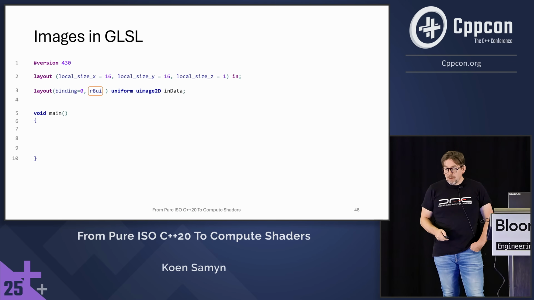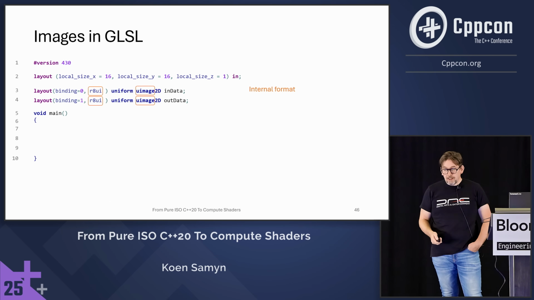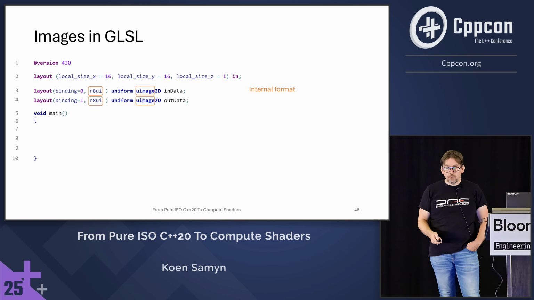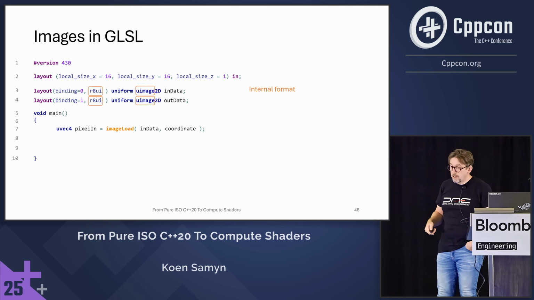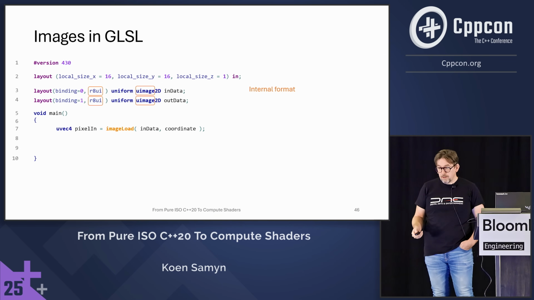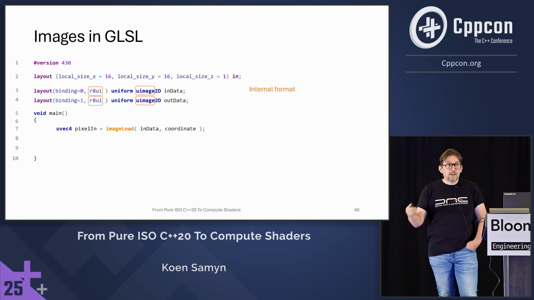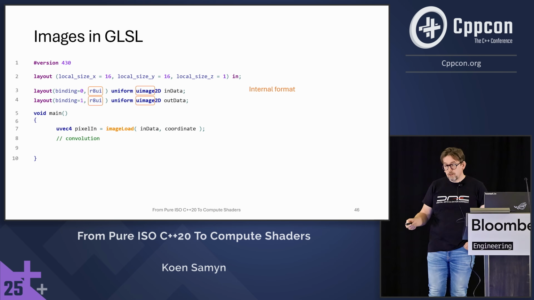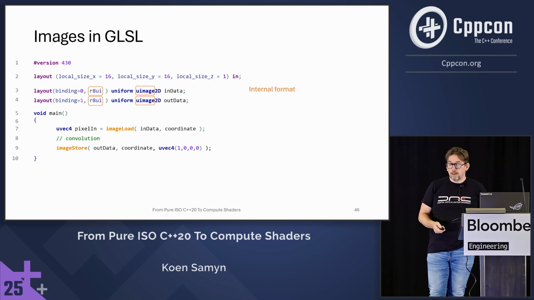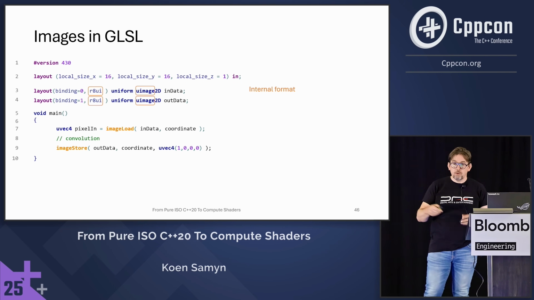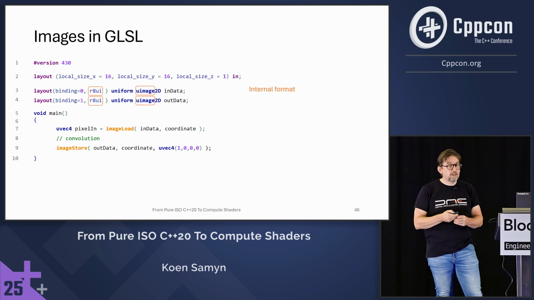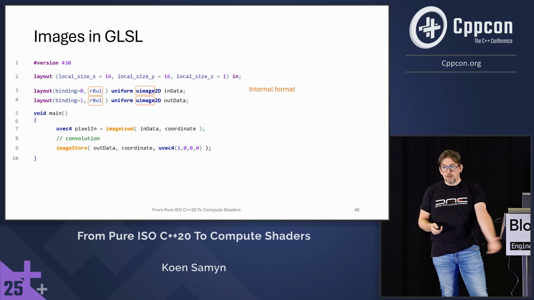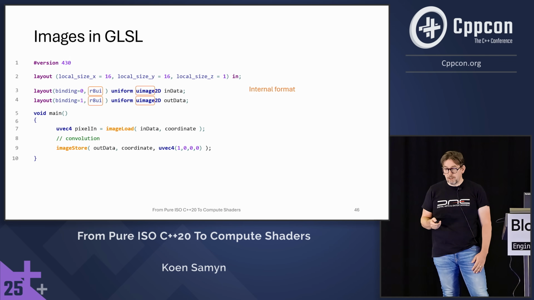Okay, and then you can define that. So you have the internal format. You say it's an unsigned image. It's a 2D image, so you can load from it. It's unsigned, so you get back a uvec4. You do some convolution, and you store it back in the image. Right? It's symmetrical in this case. You get the uvec4 back, and you need to store a uvec4 into that image.